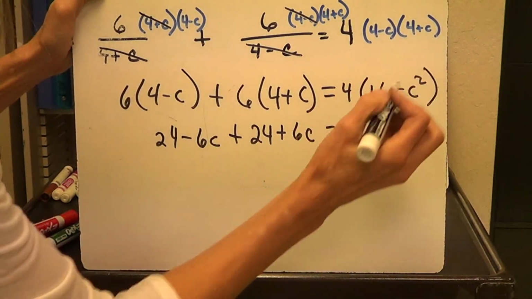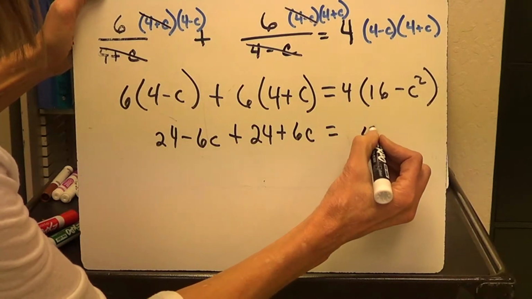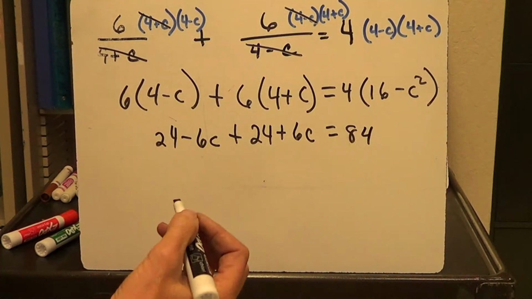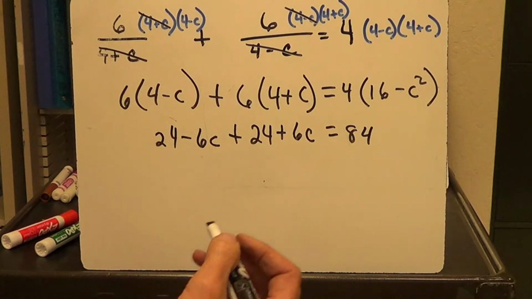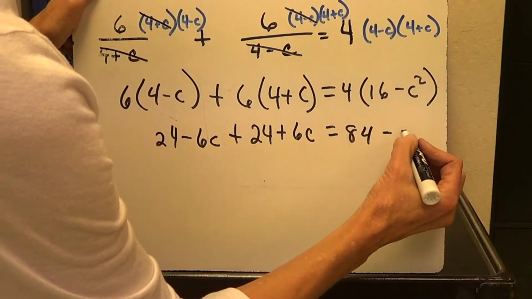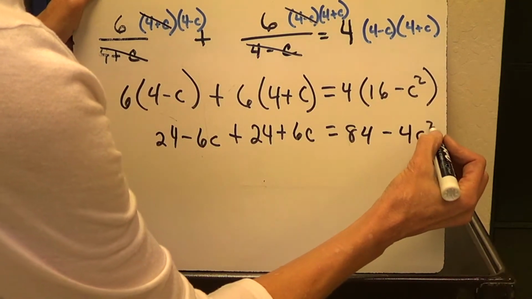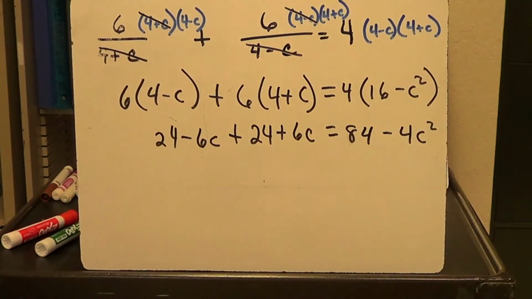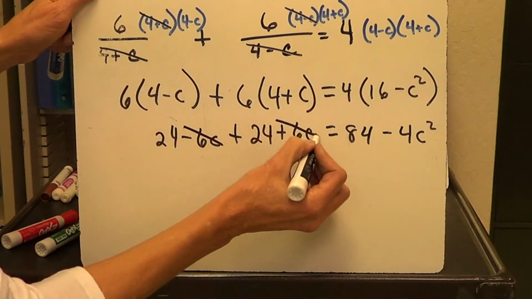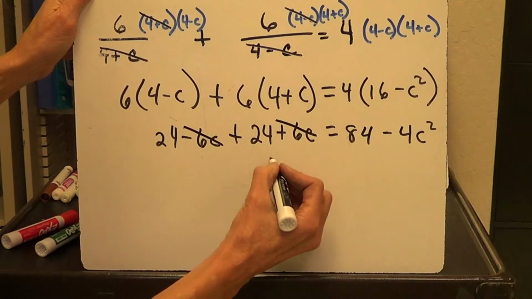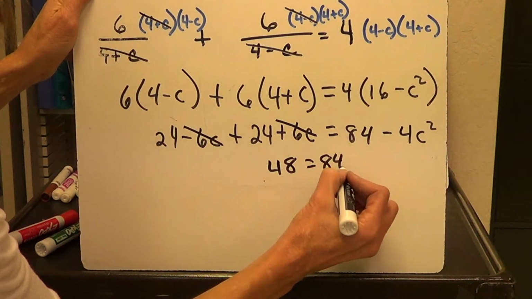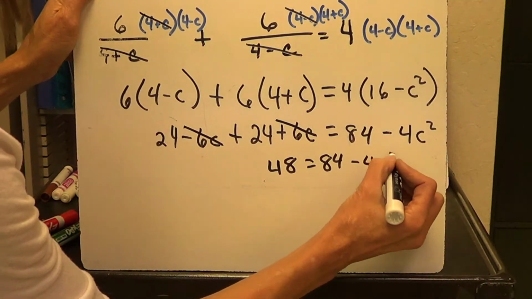not 64, 4 times 16 would be 64. Is that right? Yeah. Minus 4c squared. Okay? Combine our like terms. Negative 6c and positive 6c will cancel out, so we get 48 equals 64 minus 4c squared.